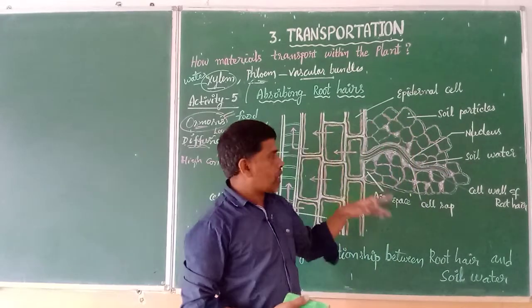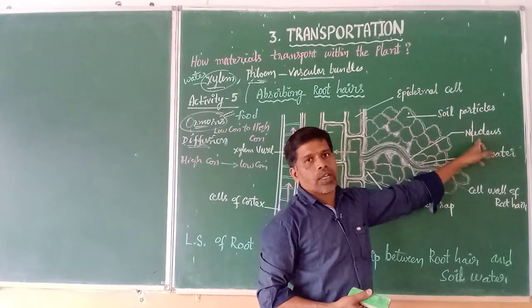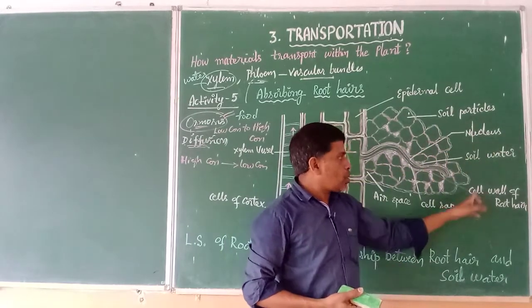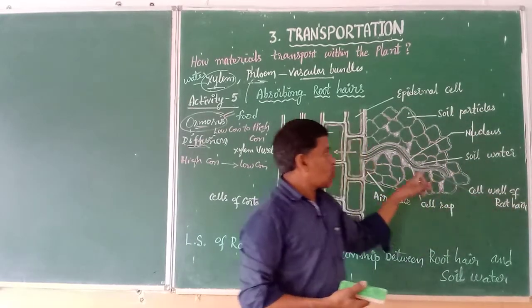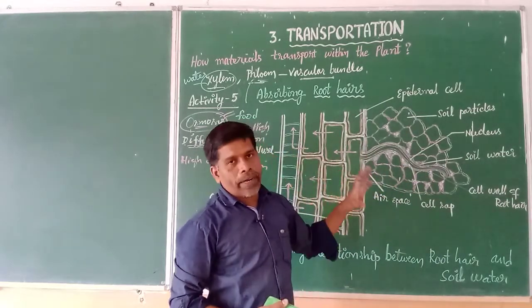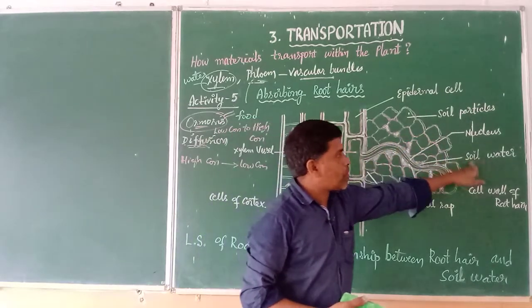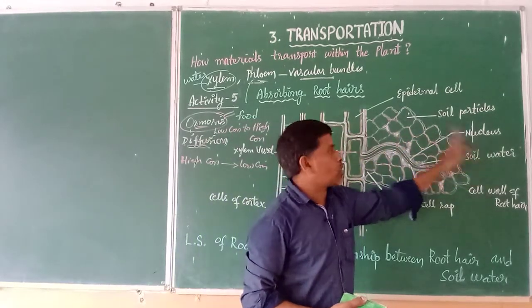In every cell of the root hair we have one most important dynamic structure which is called the nucleus. Here we have the cell wall of the root hair. A number of cells will be present here. We will enlarge the figure and draw how the water movement takes place. Between the soil particles we have the water available, which is called soil water. This is most important now.